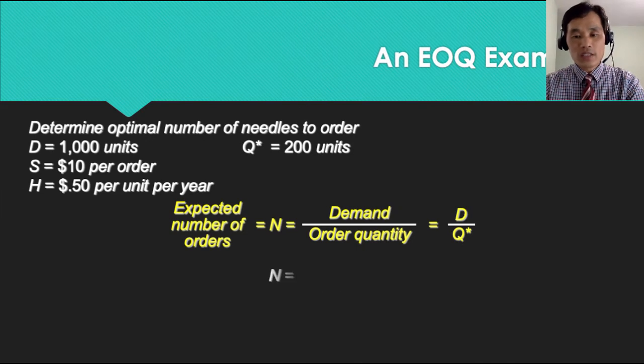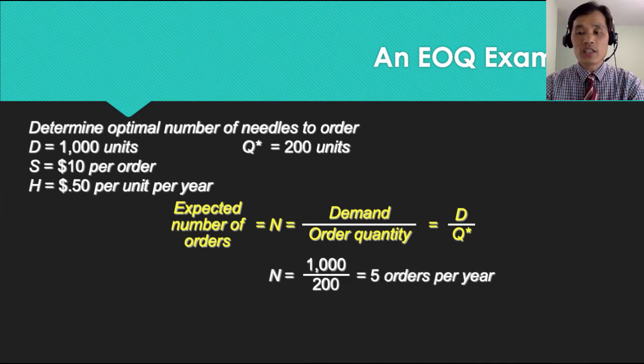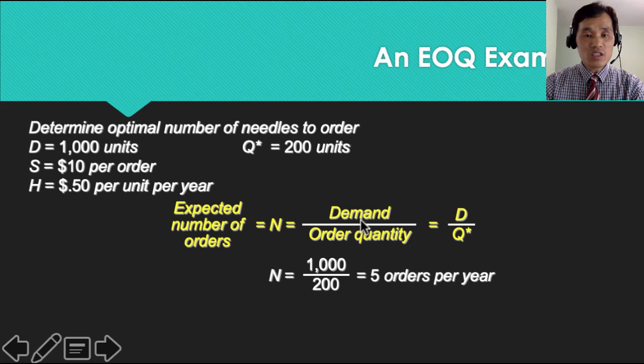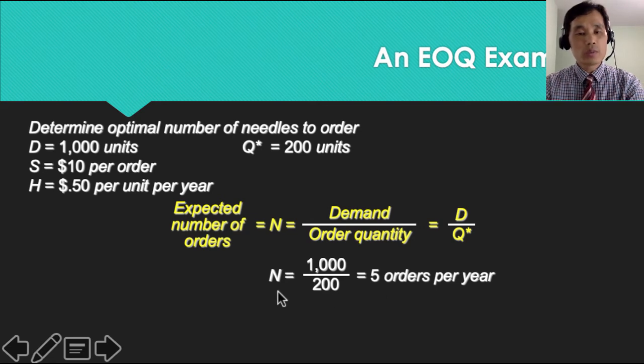Now, once you find EOQ, you are ready to find the expected number of orders too. The expected number of orders can be defined as demand over quantity, D over Q star. So simply put 1,000 here and divide it by Q star, which we found to be 200. So the optimal number of orders per year will be 5 orders per year.